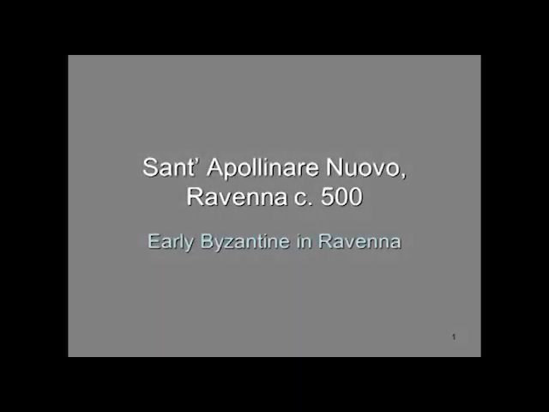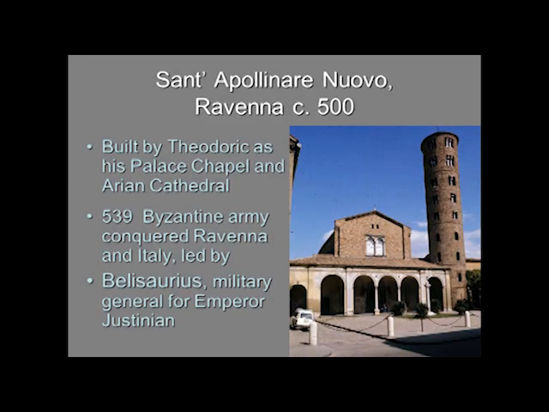The church of Sant Apollinare Nuovo in Ravenna, dating about 500, represents early Byzantine art and architecture in Ravenna. The church was built by Theodoric the Ostrogoth as his palace chapel and also as the Arian cathedral for Ravenna. As such, it was dedicated to Christ the Savior or Christ the Redeemer.